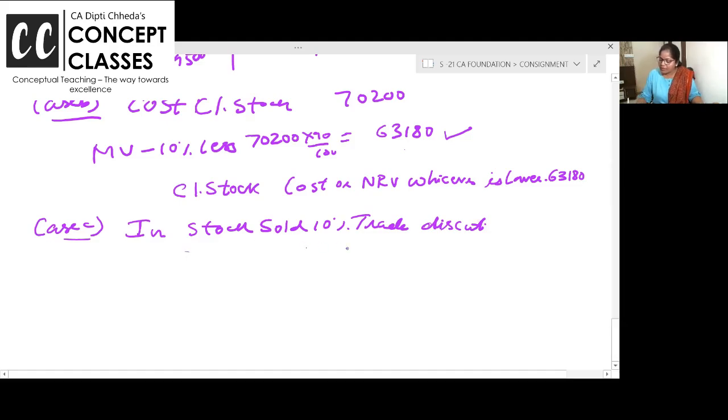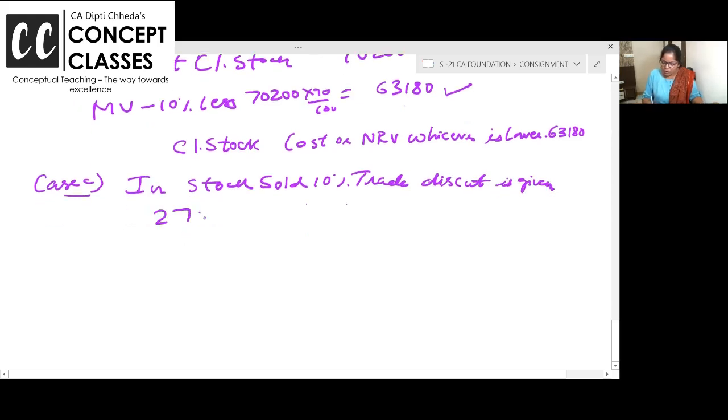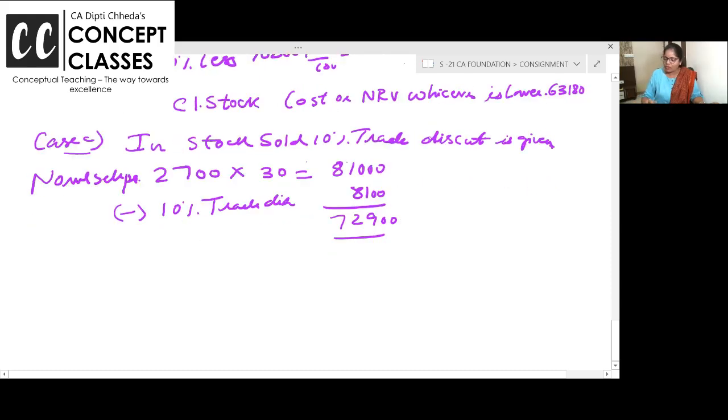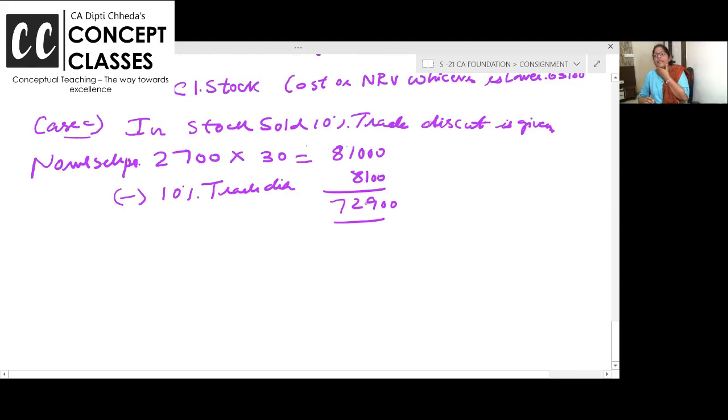In stock sold, 10% discount is given. अगर ऐसा है, तो चलो, 2,700 units are closing stock. Let it be sold at 30, your normal selling price. 2,700 units are sold at 30, so 81,000. Now 10% trade discount देना ही पड़ता है, आजकल तो customary है. Discount के बिना there is no business. See now, Black Friday sale and all whatnot is going on. 72,900.